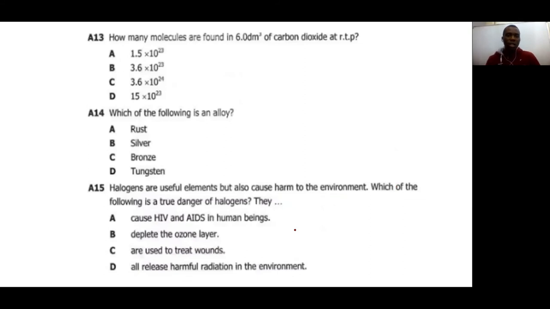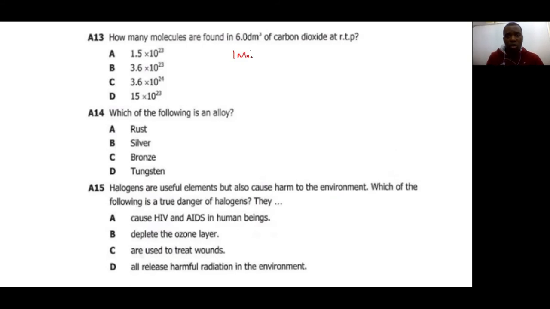Question 13. This one reads, how many molecules are found in 6.0 decimeter cubed of carbon dioxide at RTP? So now, here we are going to say one mole. There are two things that we can use here. So there are how many molecules? Now we know that one mole, okay?